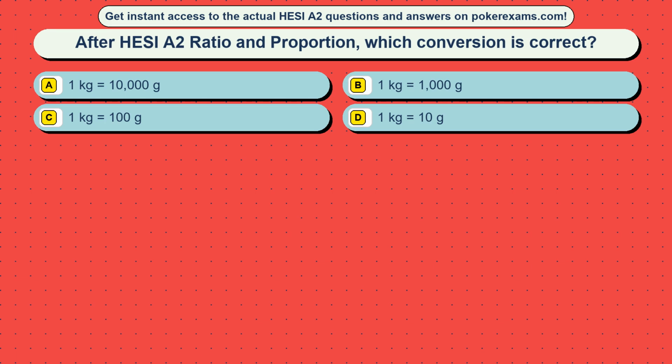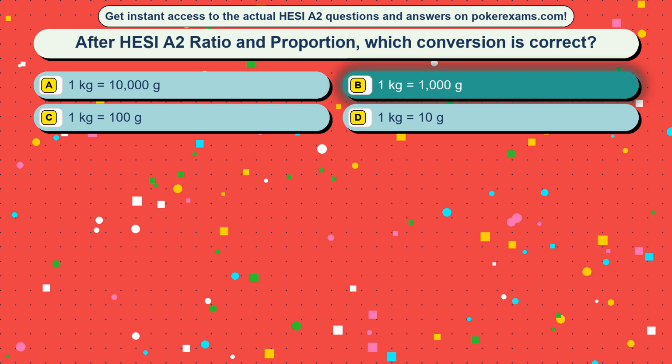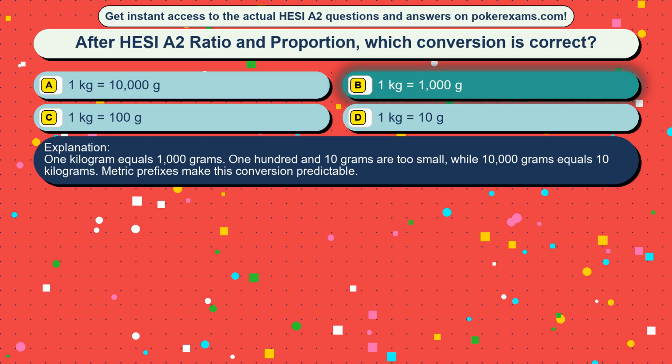Question 36. After HESI ratio and proportion, which conversion is correct? Option A, 1 kg equals 10,000 g. Option B, 1 kg equals 1,000 g. Option C, 1 kg equals 100 g. Option D, 1 kg equals 10 g. The correct answer is option B, 1 kg equals 1,000 g. 1 kg equals 1,000 grams. 10 grams is too small, while 10,000 grams equals 10 kilograms. Metric prefixes make this conversion predictable.